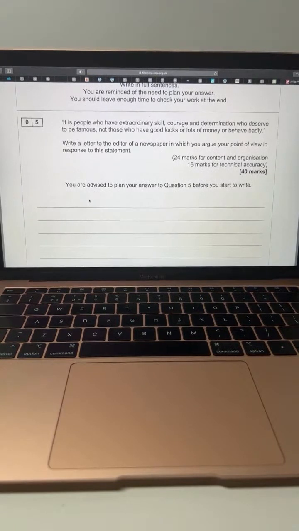And remember the triple C rule: convincing, compelling communication. Your answer should sound convincing, so it should sound believable. It should sound compelling, so it should be interesting, and your communication should be clear as well. So that's that for your question 5.